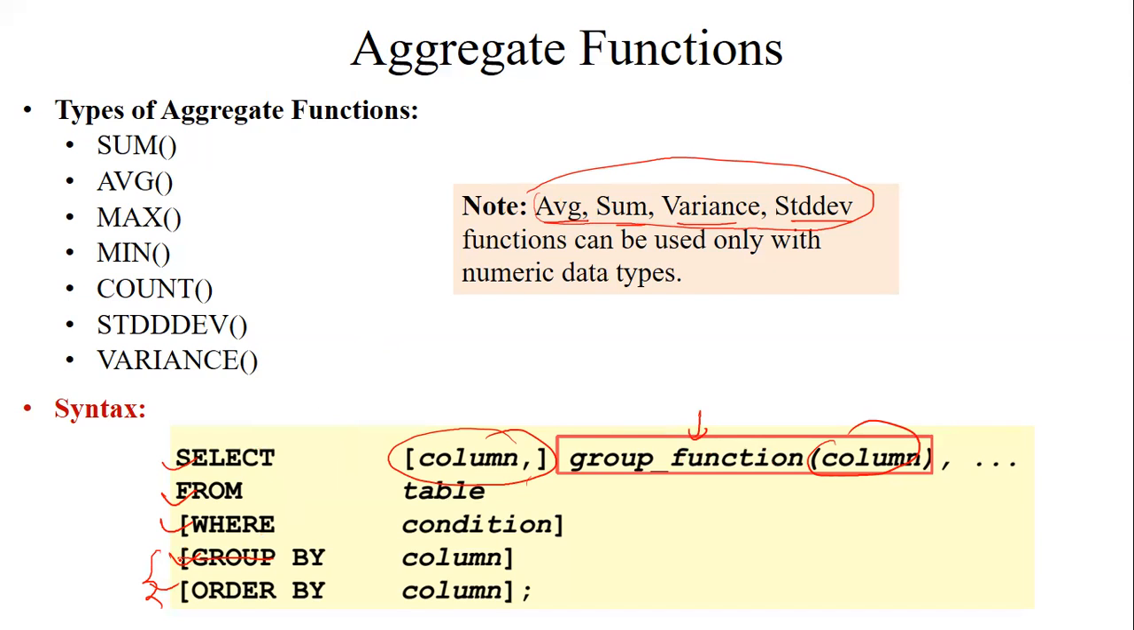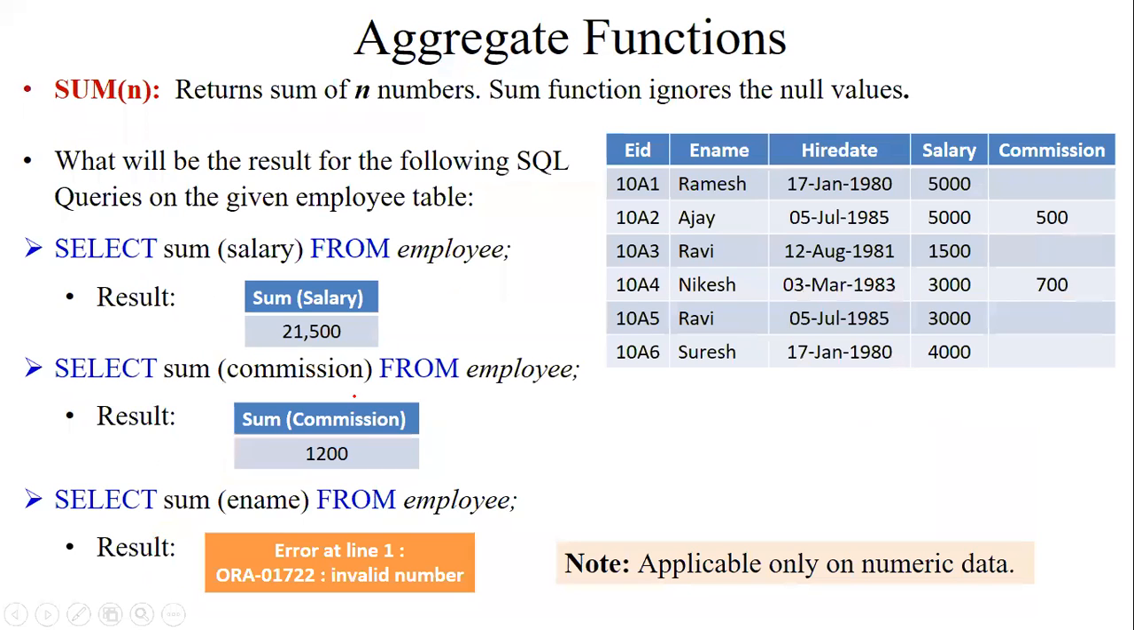We are not using group by here; we will see group by later. Currently we will see these with select, from, where and order by. How will we apply these functions, and what will be the result? We can consider this table as an example, and then we will see an example for each function.